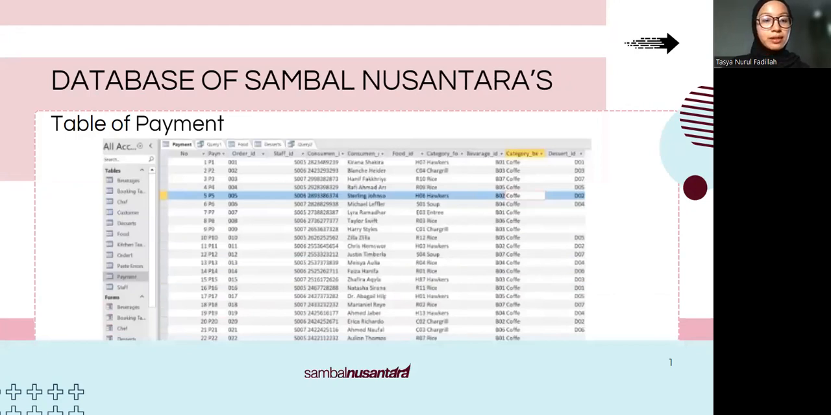Table of payment. In payment table, we provide order, staff ID, customer ID, and customer name to find out payment data at the cashier. Also, other things related to payment for orders. Okay, that's all. I will give it to Marsya.